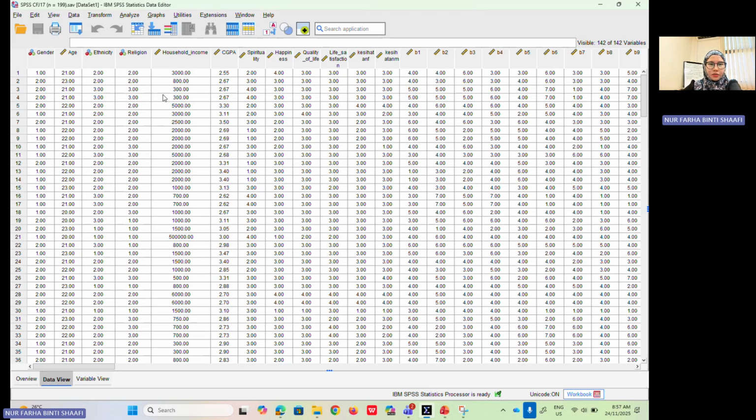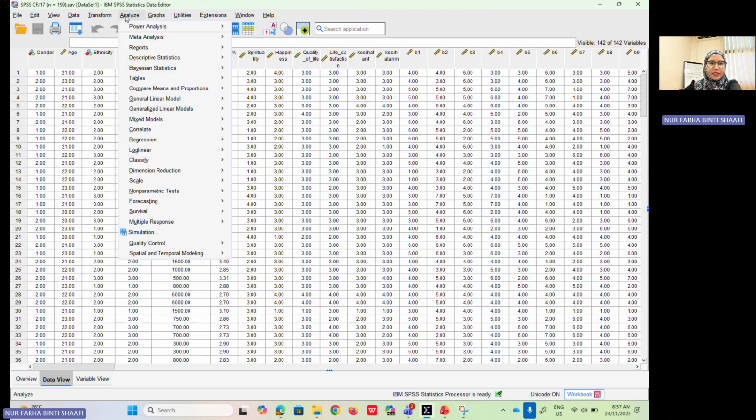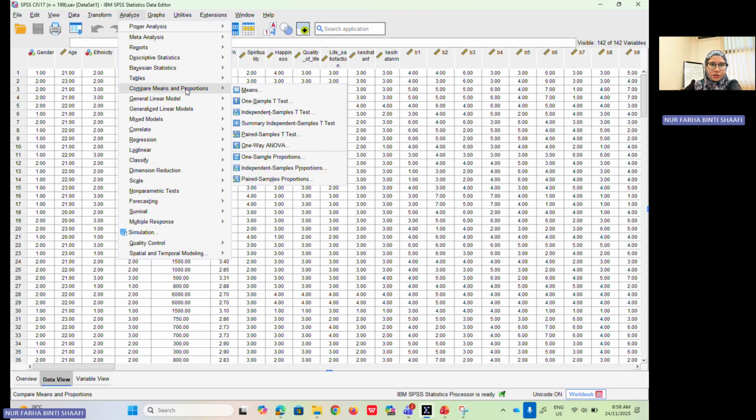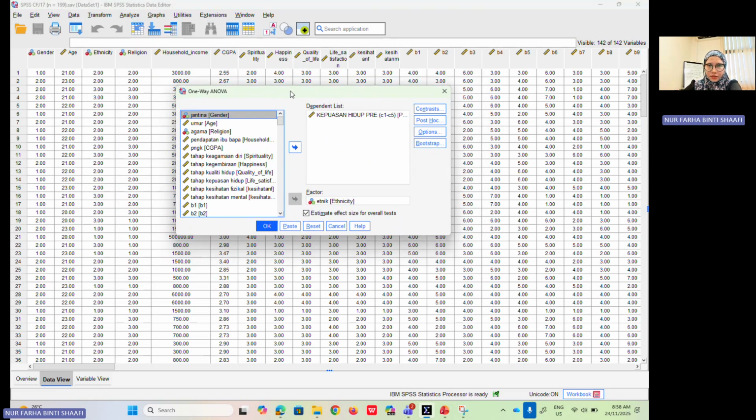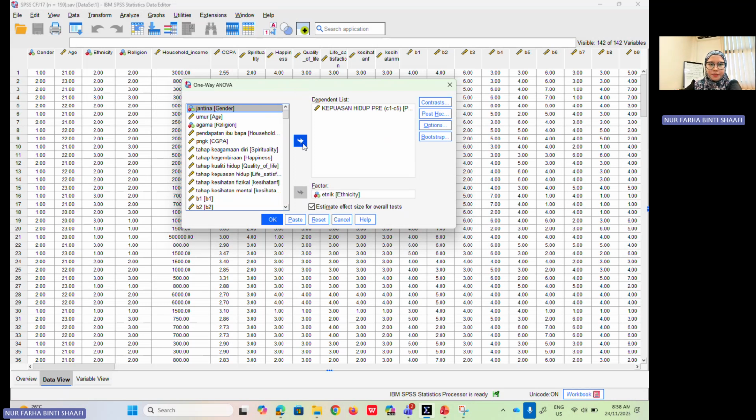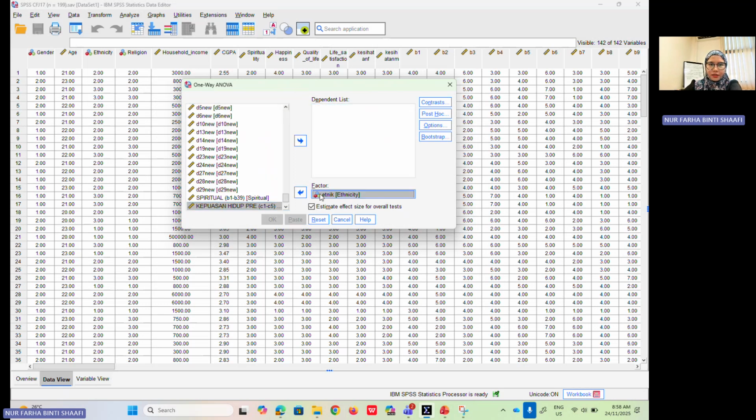So you have this data. To run the One Way ANOVA, you click on Analyze. Remember, with One Way ANOVA we want to compare means and proportions, isn't it? So go to Compare Means and Proportions, and once you have put your cursor there, you could see the words One Way ANOVA. Choose this option, click on it, and there will be a pop-up. This one is already here, so I just return back.